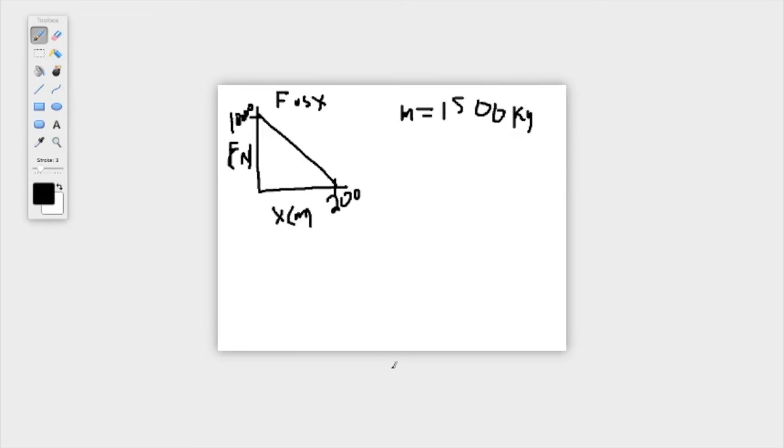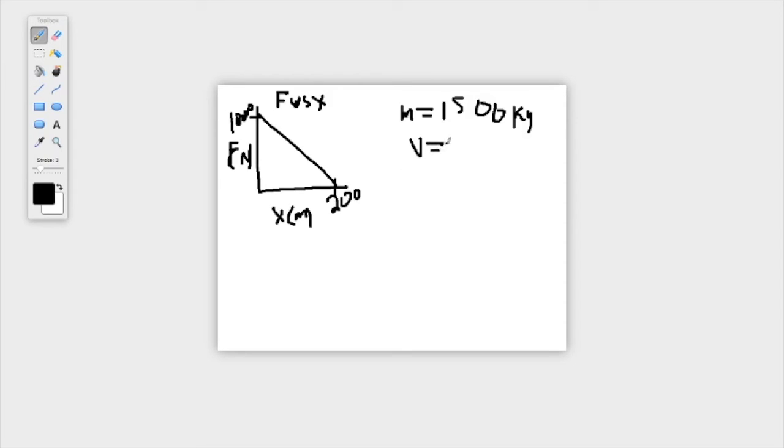Here's our next problem. This is a graph. So this is F versus x, or a force position graph. Basically the car has an initial force of 10,000 newtons, and then it gradually goes down to 0 once it reaches 200 meters. So what we're trying to do is find the final speed of the car.